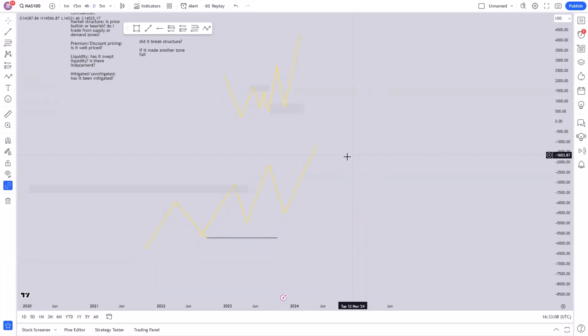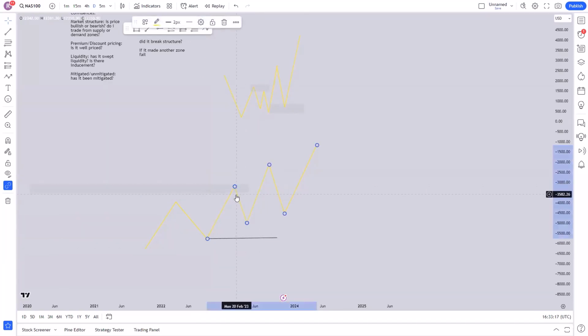So I hope for some of you this is starting to make the light bulb go off in your head. You're like, oh, I get it now. So look, we've got this fresh supply zone here to the left that got mitigated, right? Pulled back down, got a reaction from this supply zone, but then this supply zone has failed because we've broken above. What's here? What do we have here?